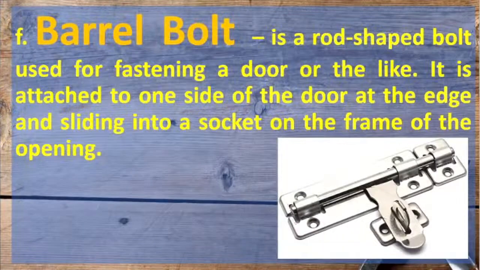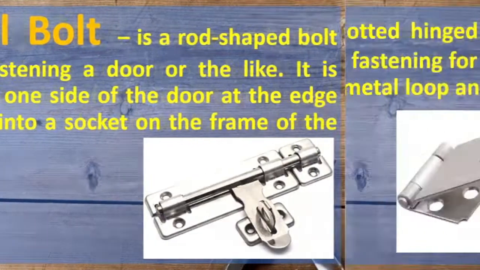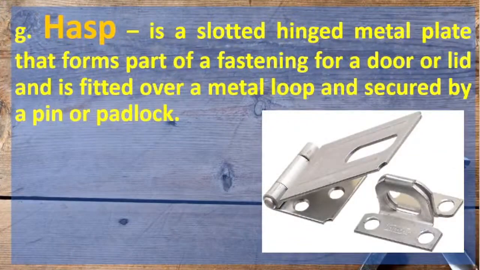Barrel bolt is a rod-shaped bolt used for fastening a door or the like. It is attached to one side of the door at the edge and slides into a socket on the frame of the opening. Hasp is a slotted hinged metal plate that forms part of a fastening for a door or lid and is fitted over a metal loop and secured by a pin or padlock.